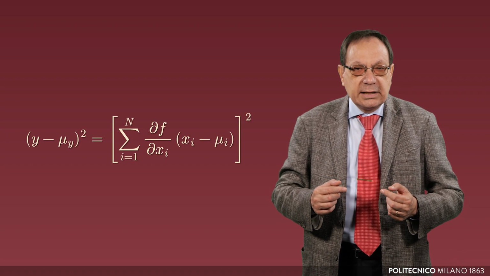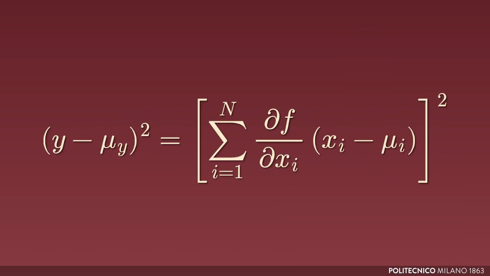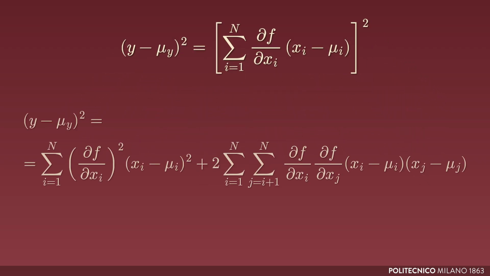Let's continue with the mathematical formulation of the problem and square both sides of the equation obtained. As you can see, on the right-hand side, we have the square of a polynomial. If we expand it, we obtain this equation.